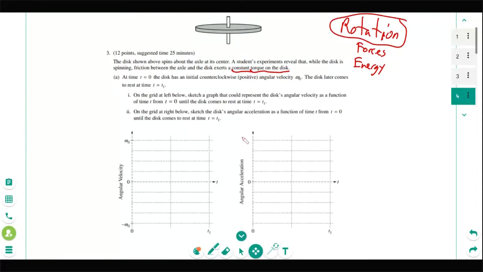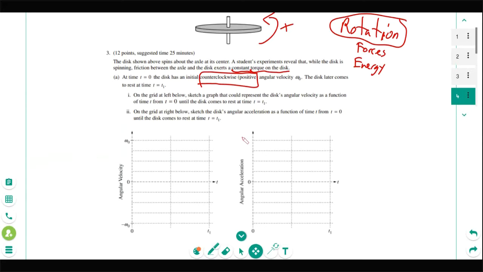So part A, at time t equals 0, the disk has a counterclockwise, positive. Good to know they are telling us what we're considering positive. So as long as we're rotating counterclockwise, that is a positive direction that we're talking about here. Okay. This disk then comes to rest at some later time t1. On the grid below, sketch a graph that represents the angular velocity as a function of time from t0 until t1. All right, so, well, I guess we're going to sketch a graph.